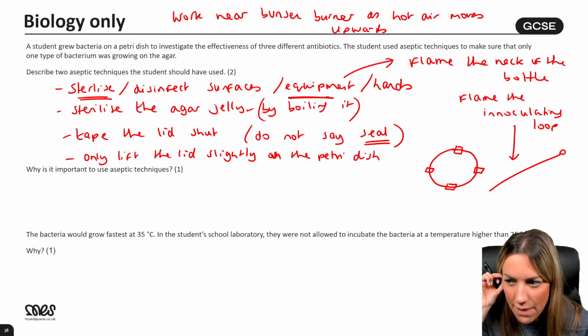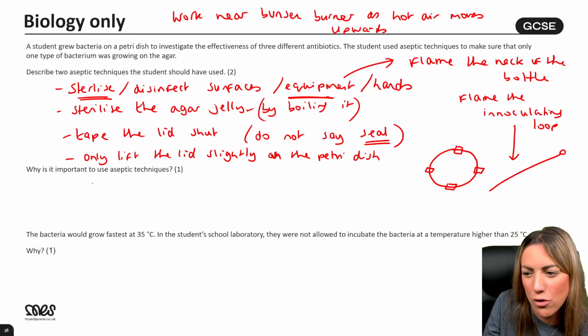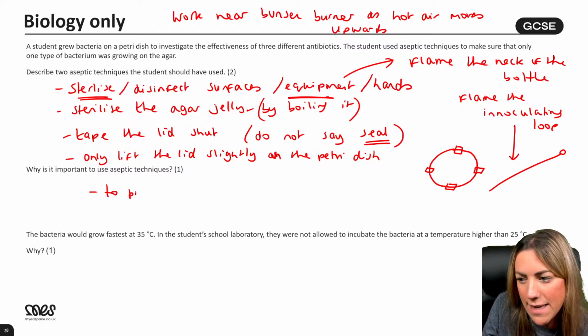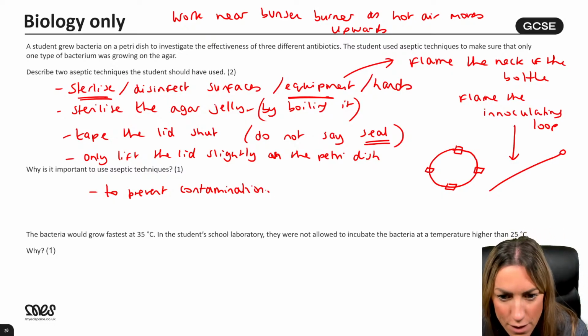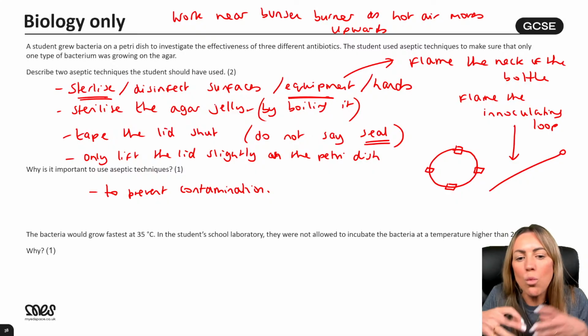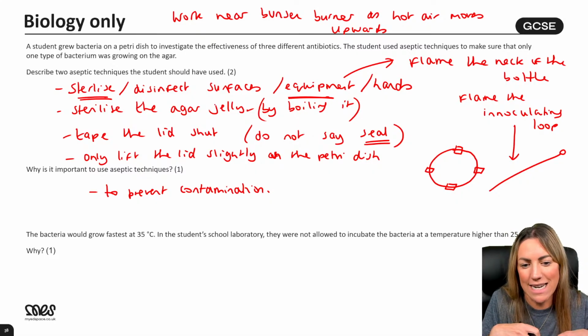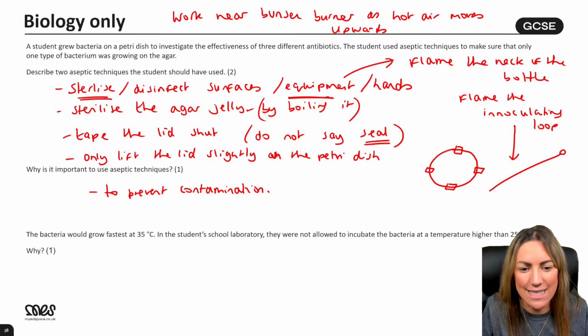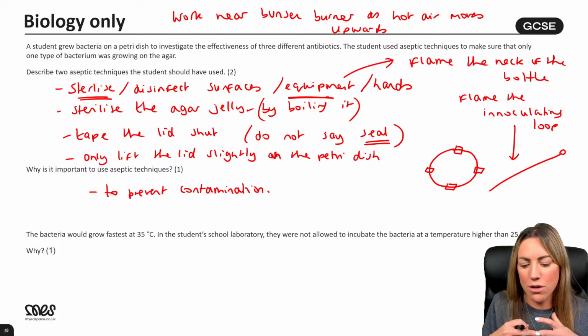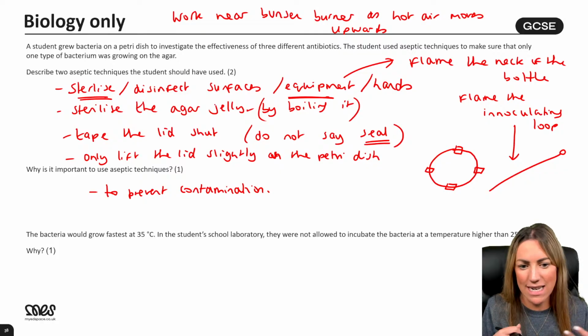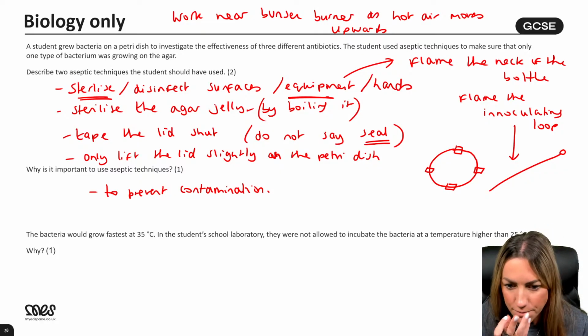And then, why is it important? I think I've already said this quite a lot, but it's basically to prevent contamination. I've been saying that throughout my answer to the first part of the question. Yeah, prevent, because you want to grow one type of bacteria, right? Maybe to test different antibiotics, maybe to test different disinfectants. You want to grow just one type of bacteria. If you get contamination with other bacteria, that's going to affect your results.